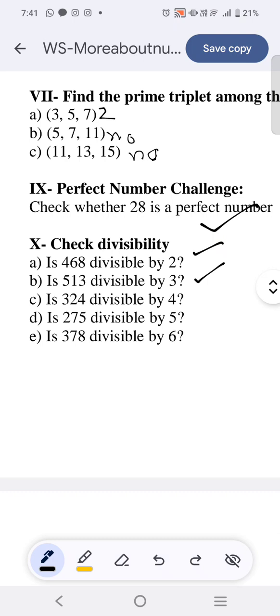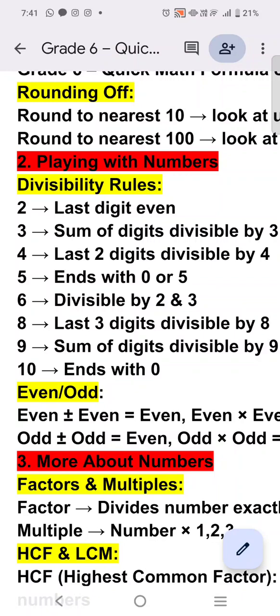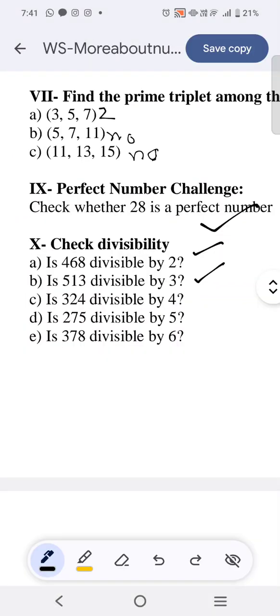Next one, 324. Divisible by 4. So, let's see the divisibility rule for 4. This says the last 2 digits should be divisible by 4. Now see, the last digits of this number are 24, which is divisible by 4. 4 sixes are 24. That's it. How can it not be divisible?